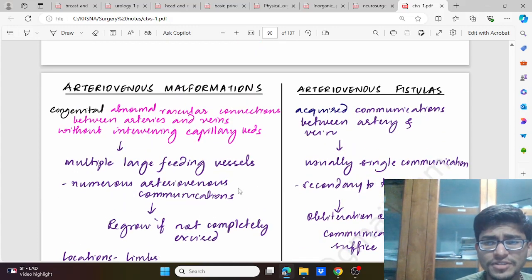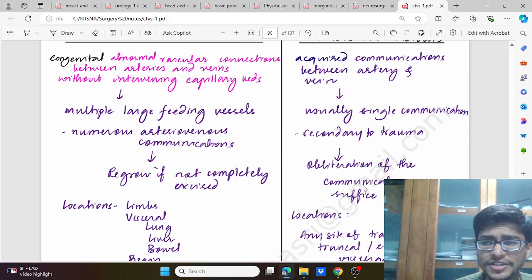Then we see AV fistula, where there is an acquired communication between artery and vein. It generally occurs after surgery, usually a single communication. Secondary to trauma, obliteration of the communication will suffice.